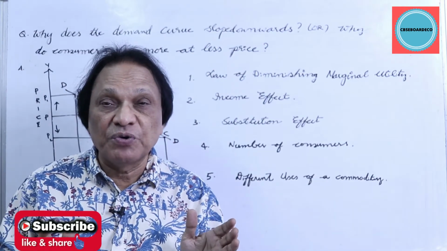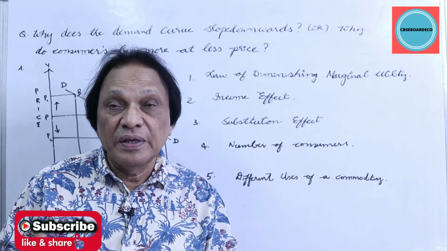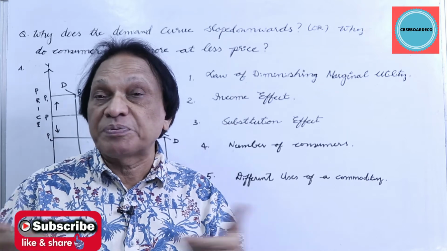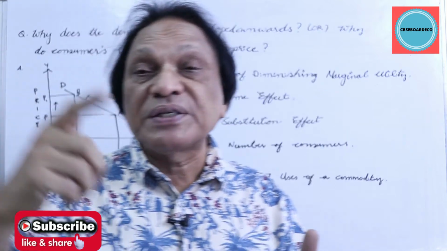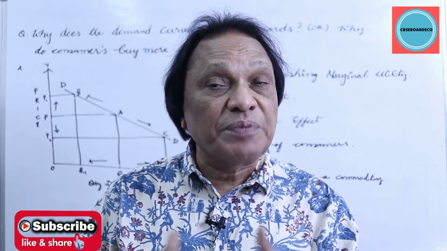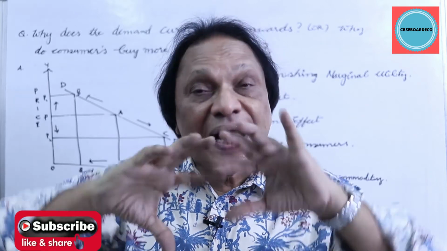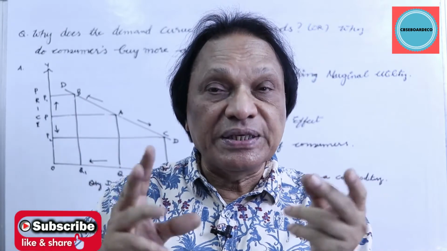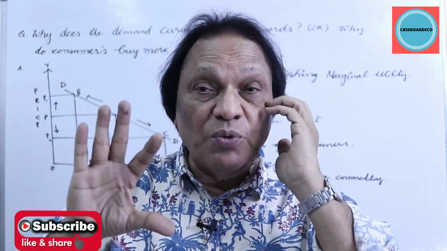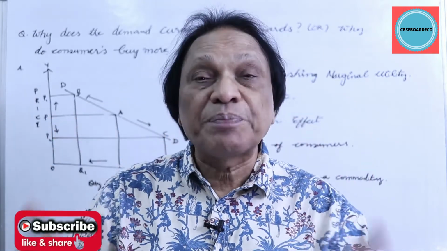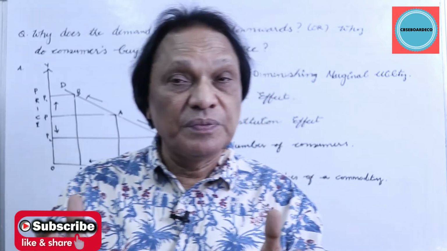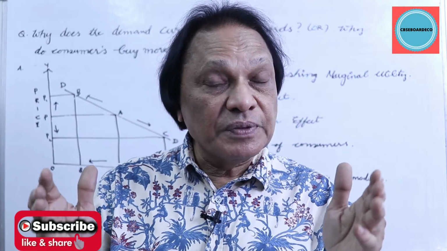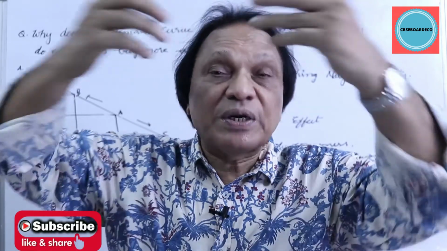Substitute goods, we know it. Tea and coffee, ink pen and gel pen or ball pen. These are substitutes. Substitute goods, we learned it. What's the definition of substitute goods? Substitute goods are those which can be used in place of each other with equal ease without reduction in your satisfaction. For example, tea and coffee, they are substitutes. Gel pen and ball pen, they are substitutes. In case of substitutes, they almost have the same price.